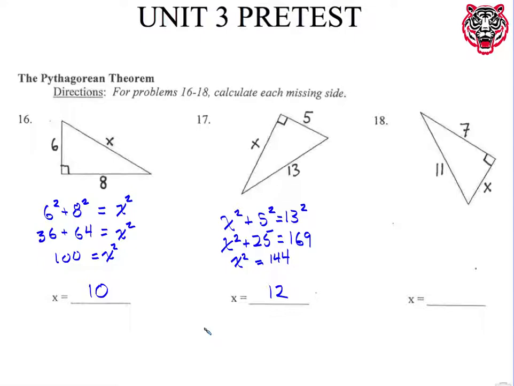All right, number 18 was the hardest out of the 3 because it's not a perfect right triangle, or it is a right triangle, but this number is not an integer. All right, so let's do this problem.